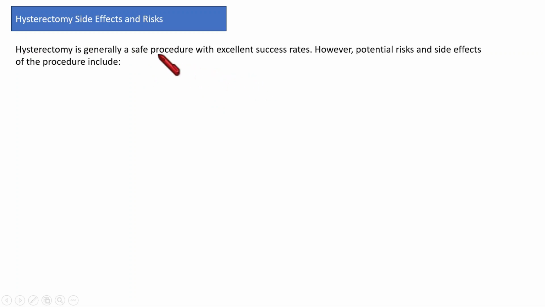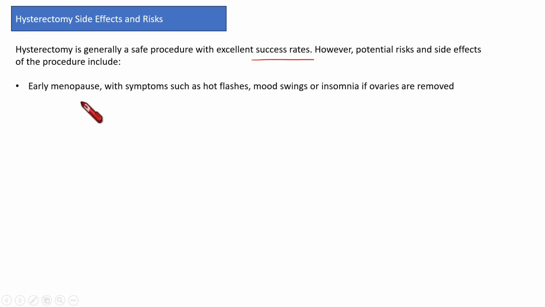Most probably it's a safe procedure and success rates are high, even though some risks are there that we need to know. So, suppose a person has some disease associated with the reproductive part and needs to undergo hysterectomy at an early age, then that patient will have early menopause. And that early menopause may lead to so many symptoms like hot flashes. Hot flashes means you may experience a high temperature, especially in the upper body parts during night while sleeping. Mood swings, insomnia means improper sleep.